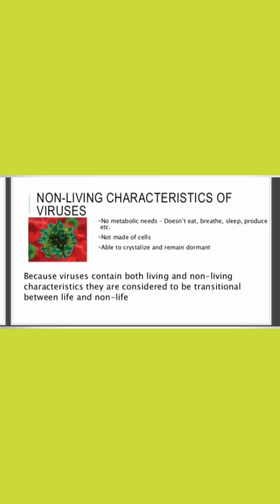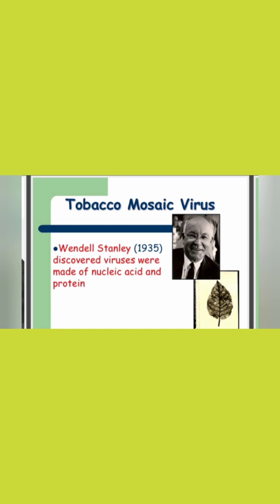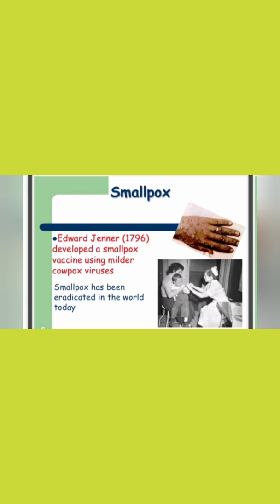If we are going to talk about the history, the first virus was found in the tobacco mosaic virus in 1935, and these are made up of nucleic acids and proteins. That scientist was Wendell Stanley, who told us about the tobacco mosaic virus. And Edward Jenner in 1796 developed the smallpox vaccine using the milder cowpox virus. In the world today, smallpox has now been cured.